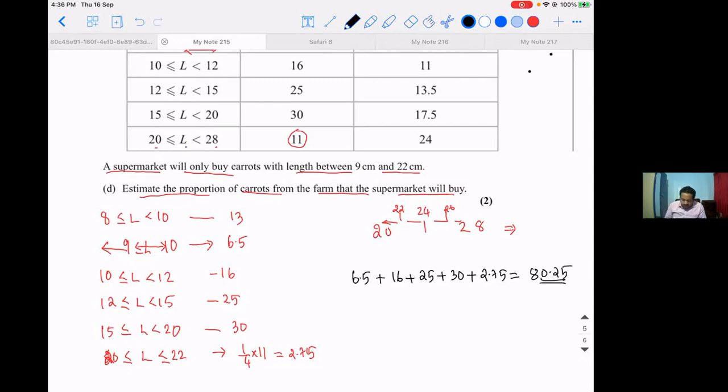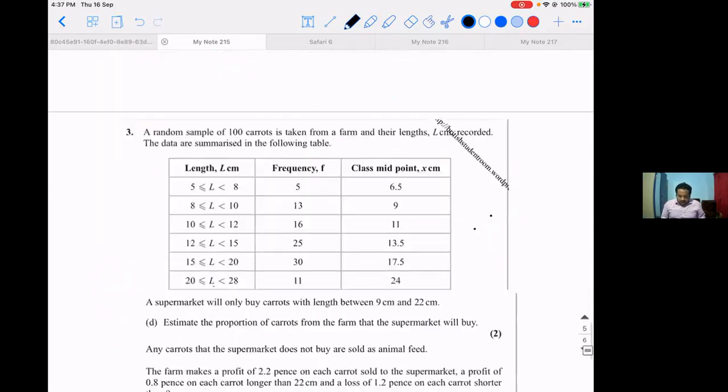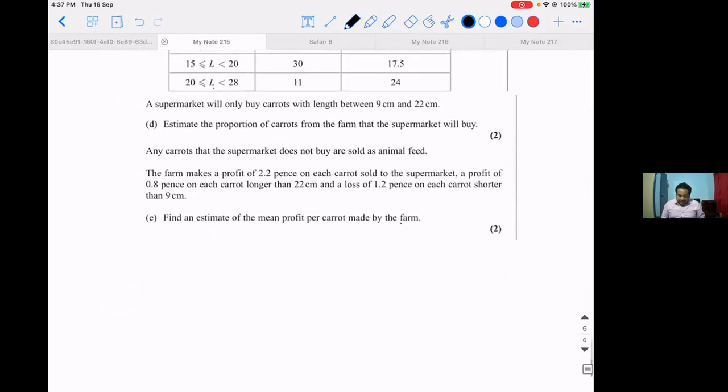So what is the proportion? What is the final answer? Estimate the proportion of carrots from the farm that the supermarket will buy. The supermarket will buy 80.25 out of 100 carrots. So that is the idea about this question. Okay. Now move to the last part of this question.